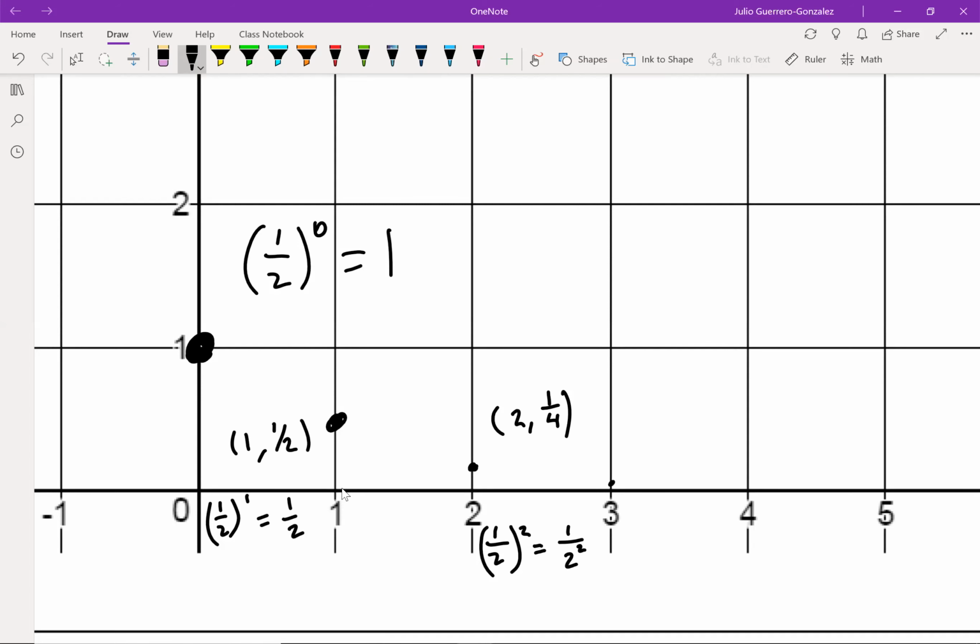Then after that, 3, 1/8. The reason for that one is that 1/2 cubed is 1/2 to the third, and that's where we get our 1/8 from. I'm not going to graph the rest. I'm not going to do the math, but it's similar all the way down.